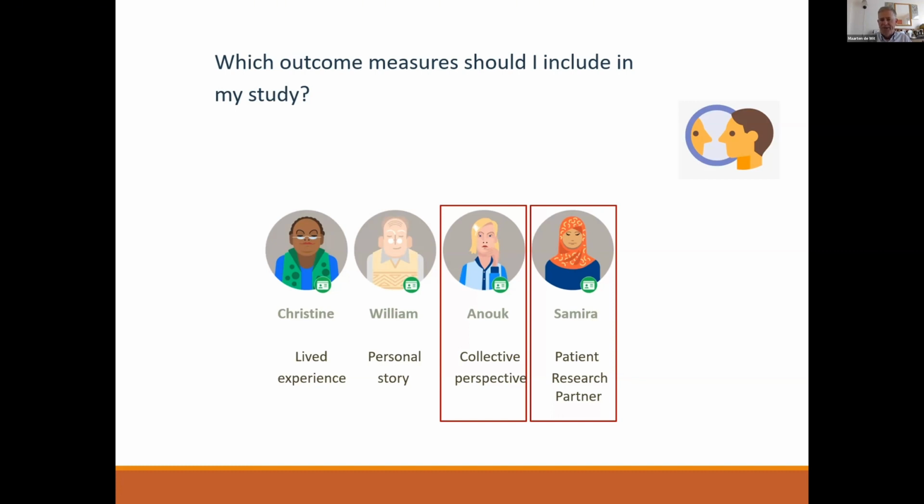While Anouk and definitely Samira probably know what an outcome is, how research is being done, and the importance of an outcome. In addition to that, they know what kind of outcomes are important from the perspective of patients. So they know what matters to patients, and they can advise on which outcomes should be measured. And Samira might even give some examples of good measures to use in a study.